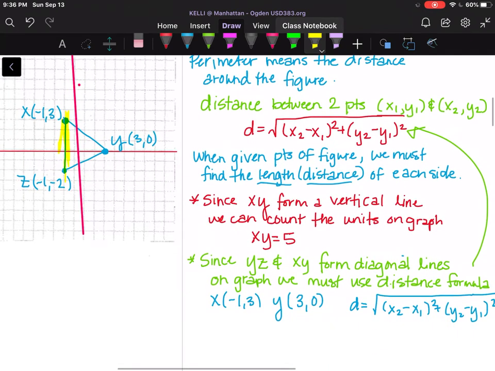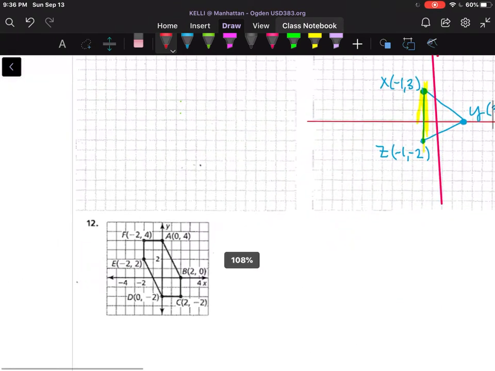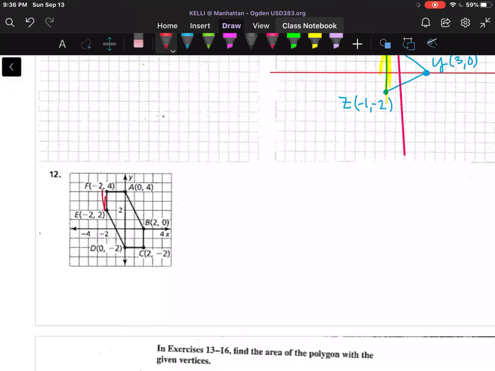So I've kind of gone down here and already done that. So since xy forms a vertical line, we can count the units on the graph. On some of these you're going to be able to do that. Like if I look at number 12, there's a bunch here that you can count. I can count here, I can count this one, I can count here, I can count here. The two that I can't count are from E to D and from A to B. You're going to have to go in and actually use the distance formula for those.